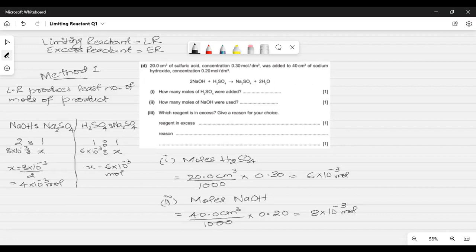This is the simple ratio portion. Why do we go for ratio? Because this ratio gives us the idea of how many moles of product we can form if we completely use either one of the reactants, right?